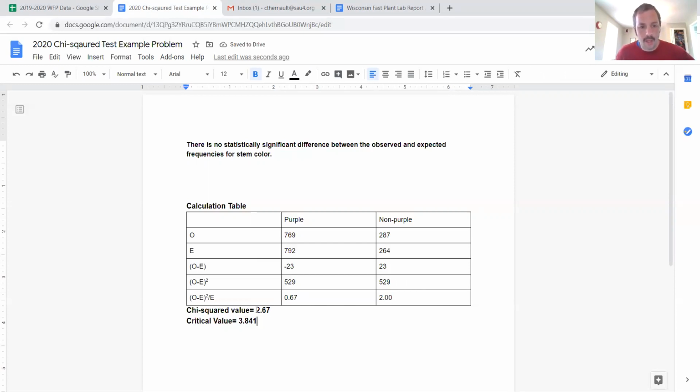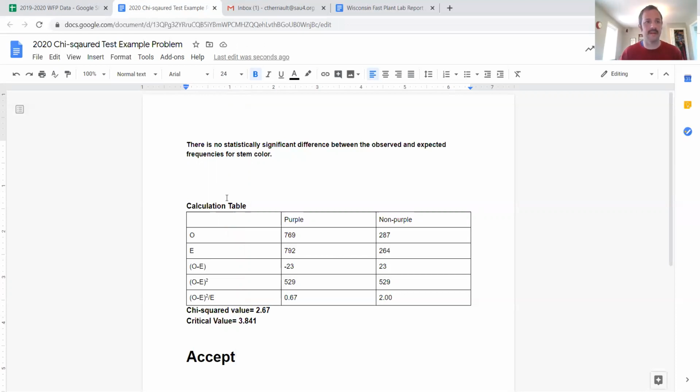So if it's below, I accept. If it's above, I reject. So in this case, I am gladly going to accept this null hypothesis that there is no statistically significant difference between what I observed, the data that I collected for purple and non-purple, and the expected frequencies from the Punnett square for stem color. Awesome result.